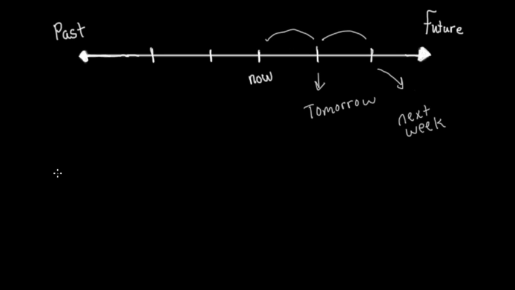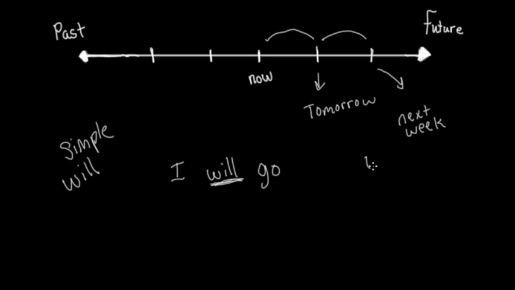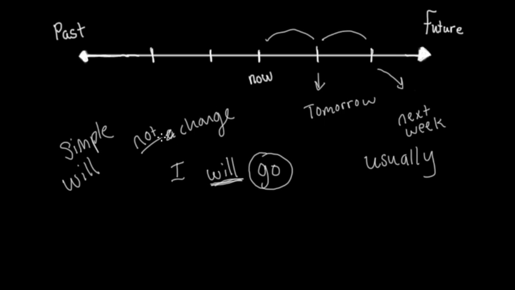Well, if we want to talk about the future, the simple way to do that is to use will. So let's make a sentence. I will go. When you use will, usually the verb that you use will not change. Usually the verb will not change. So that means you just use the simple form.